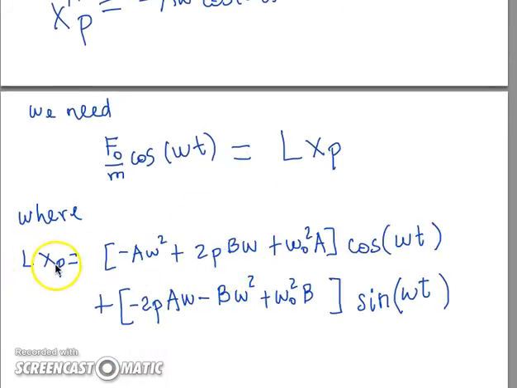So evaluating the linear operator at that proposed solution, after doing a few steps of algebraic manipulation and choosing common factor, we can express that linear operator as a linear combination of cosine and sine with these coefficients. So now what is left to do is to compare those. We want to compare those to basically 0 times sine of omega t plus this coefficient f0 over m cosine, and then we want to equate the coefficients.